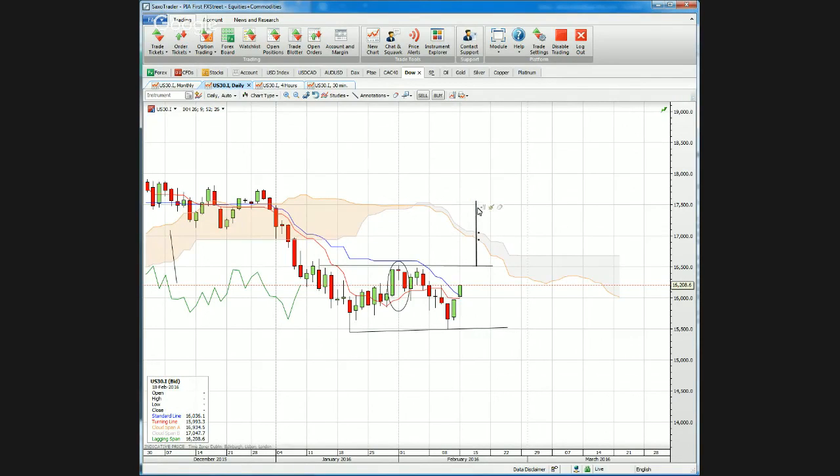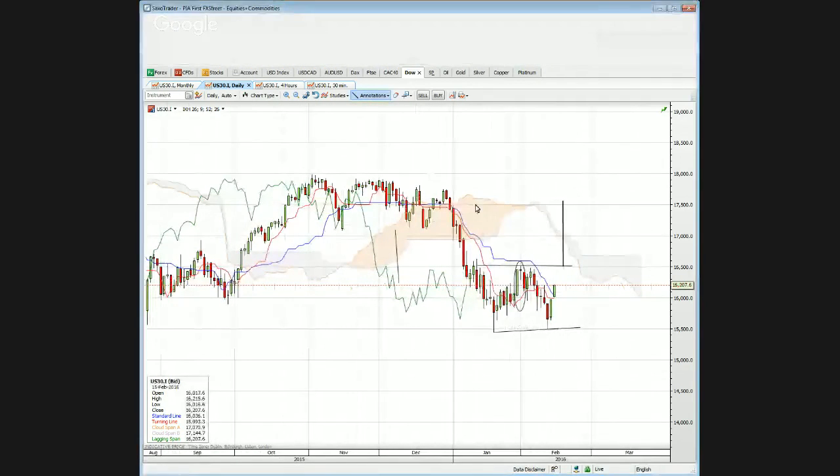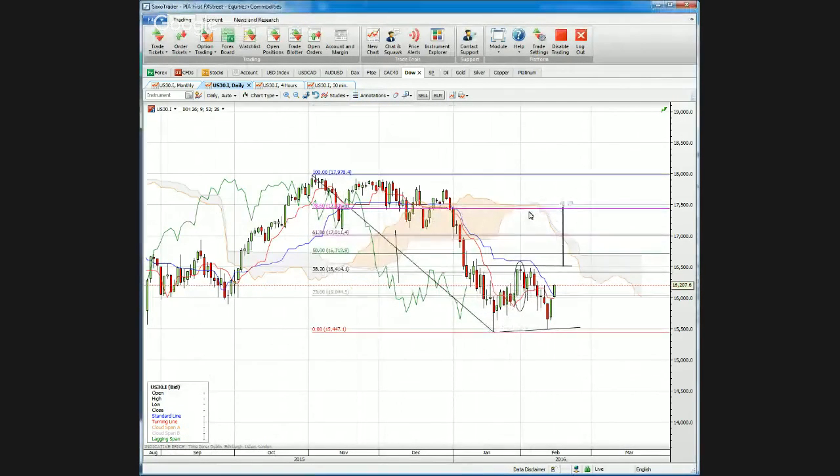So you're looking at 17,550 plus. And that also would coincide with the congestion area around here. And it wouldn't be far away from a 78% retracement, which again is a great Fibonacci retracement level. So that's the possibility for the Dow.